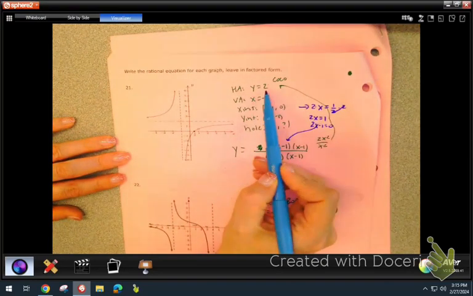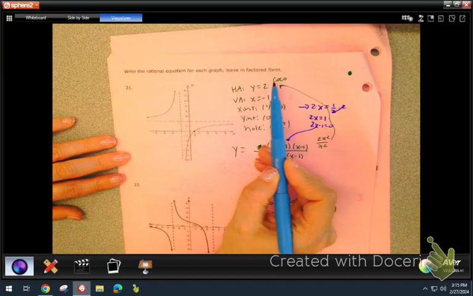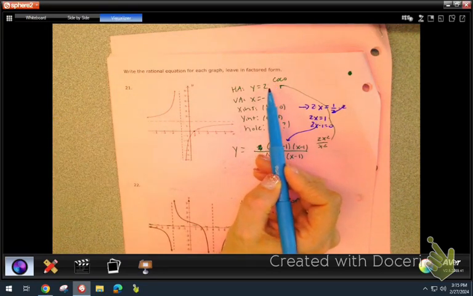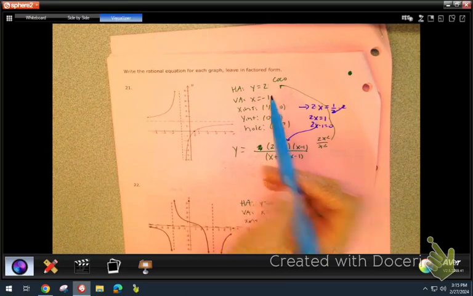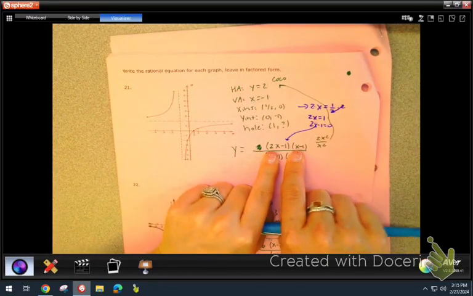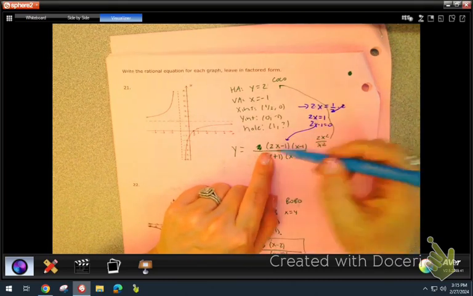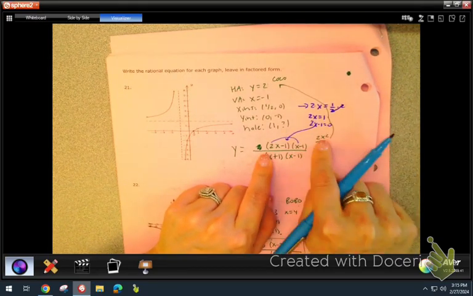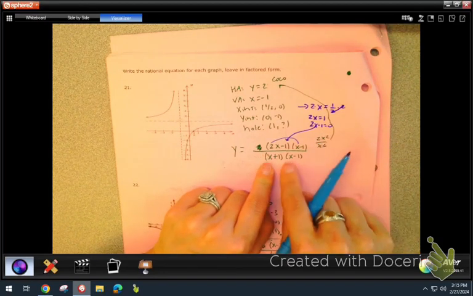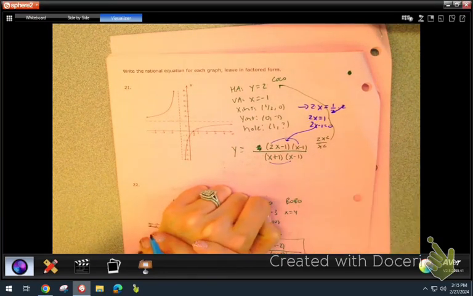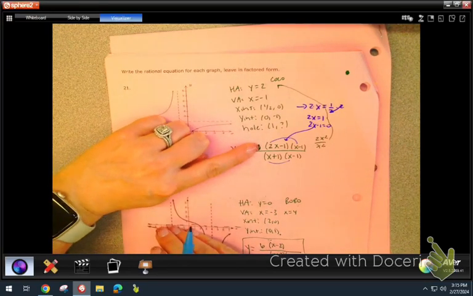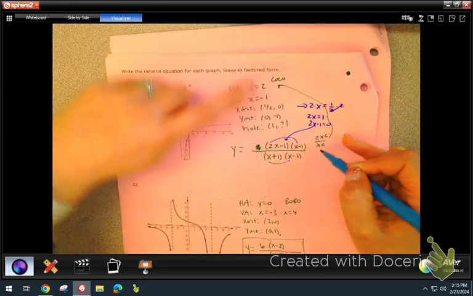To get y equals 2 as an HA, what case do I have to be in? Coco, which means my degree has to be the same. Okay? What's your degree going to be here? 2. Positive. Degree 2, because you have 2x squared. What's your degree going to be here? Also x squared. But if you were to actually go and multiply this out, what's 2x times x? 2x squared. On the bottom, if you were to multiply out, you have x squared. Do you need to put a number in front here, or is your coefficient simplified already to 2?